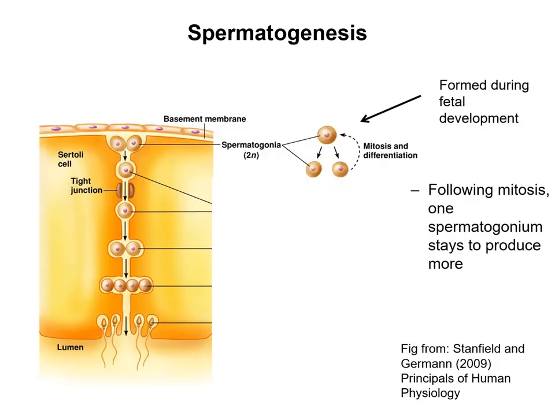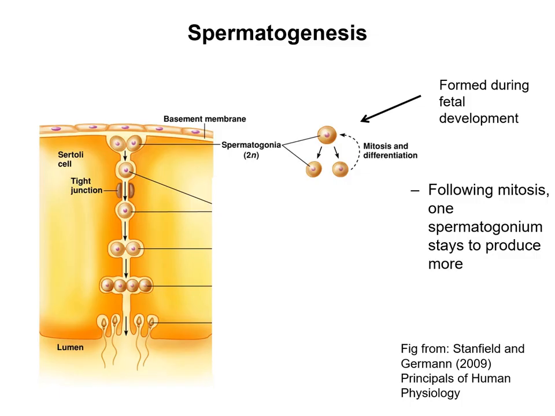Now let's take a closer look at how sperm develop. This is happening inside the seminiferous tubule. Here's now more of the outer area of it, and towards the outer ends, like the outside of the seminiferous tubule, we have new spermatogonia that are going to develop into sperm. Spermatogonia are formed during fetal development.